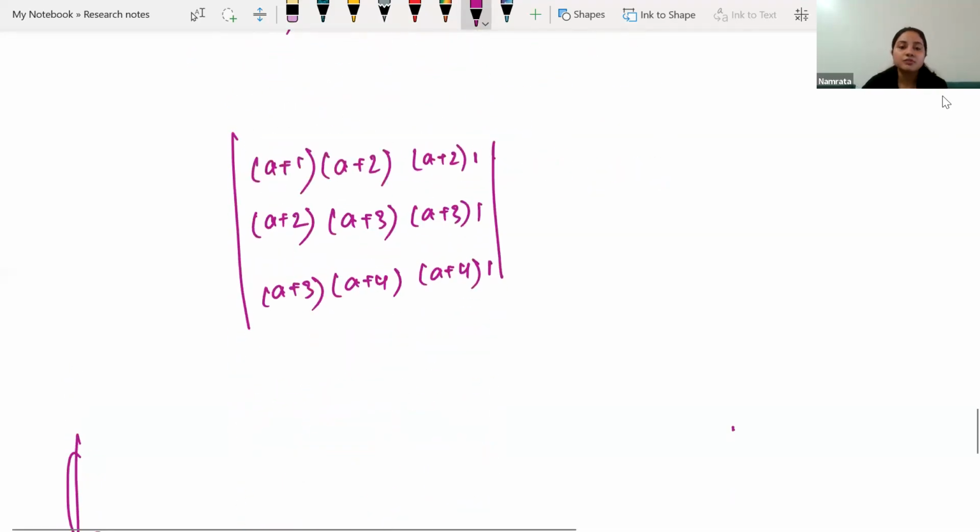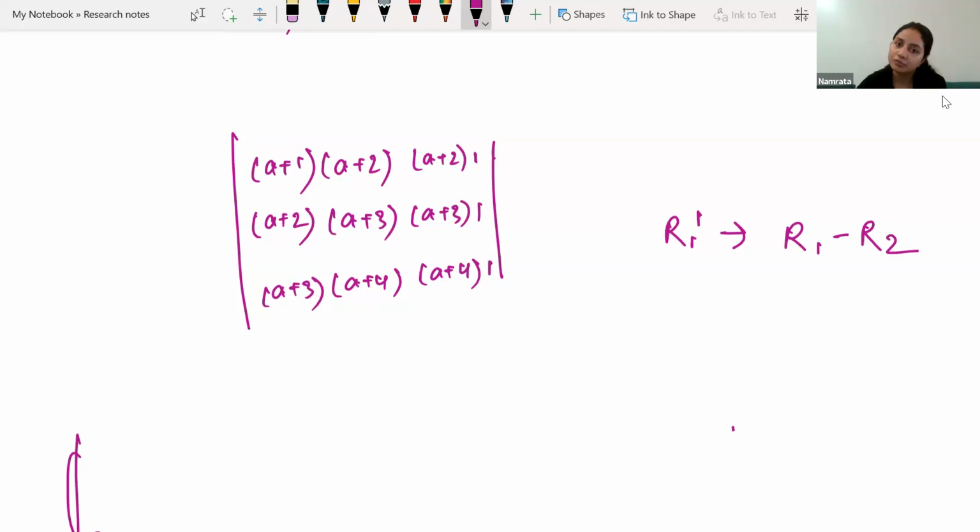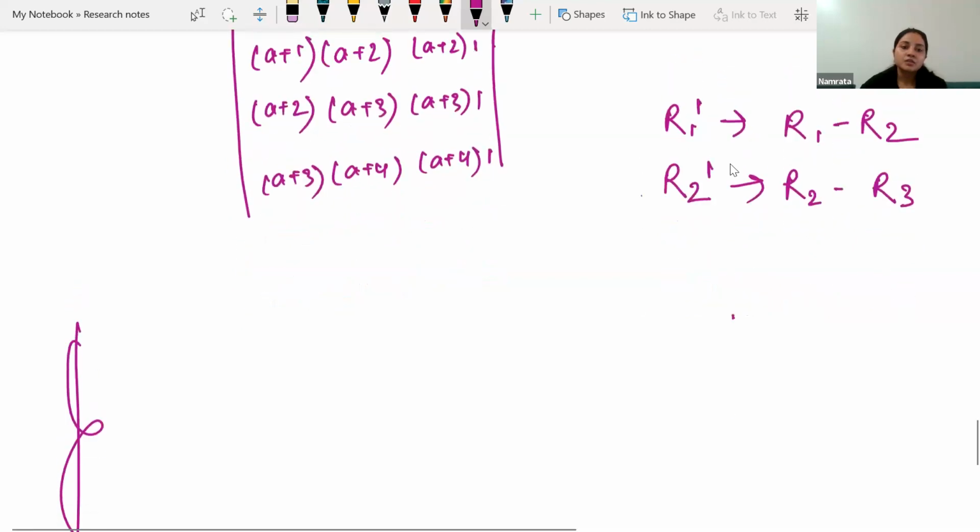So what can we do? We can take row 1 dash, that means the new row 1 that we are going to make, equals row 1 minus row 2. This is one of the ways of doing it. Okay, so row 1 dash equals row 1 minus row 2. That's what we are going to do now. And also I am going to change row 2. So row 2 dash equals row 2 minus row 3. Why am I doing so? I said in the very beginning that we want to make two elements of the third column 0. Okay. So let's do it.